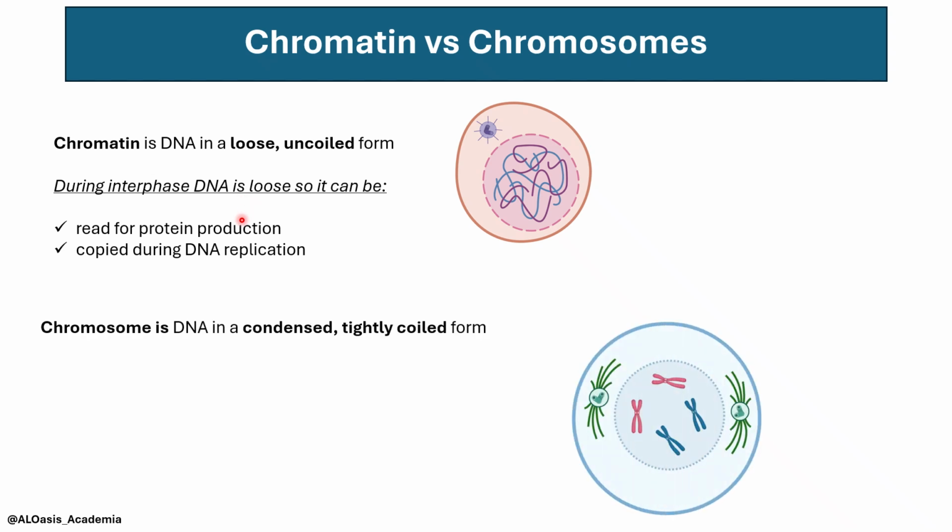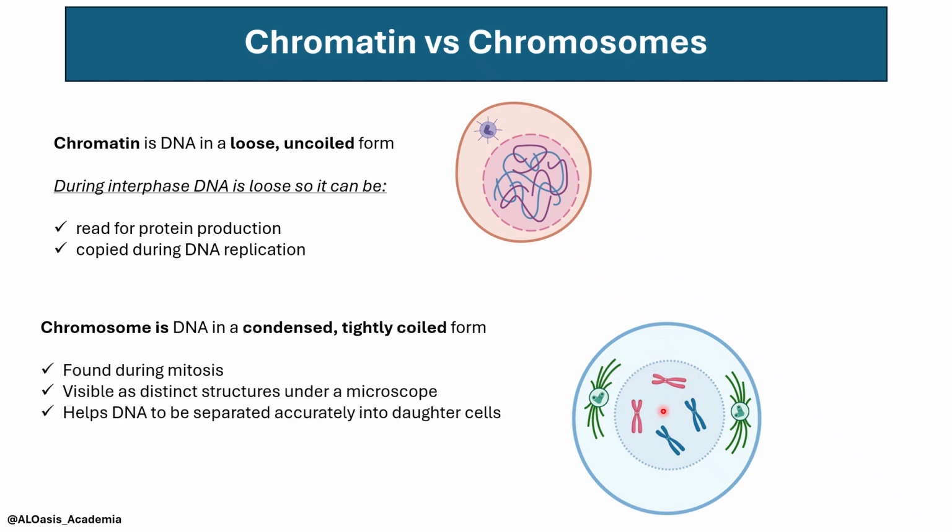The other form of DNA is called chromosomes. In chromosomes, the DNA, as we can see in this image, is condensed and tightly coiled. Each of these is a chromosome. They are DNA that got condensed and tightly coiled, and this can be seen during mitosis. And that's a big distinction between interphase and mitosis. If you look at cells under the microscope and you see these distinctive structures inside the nucleus of the cell, this would mean that the cell is in mitosis. However, if the DNA is loose, this means that the cell is in interphase.